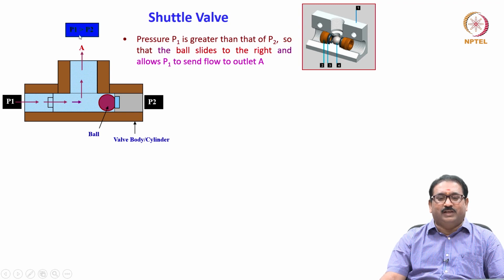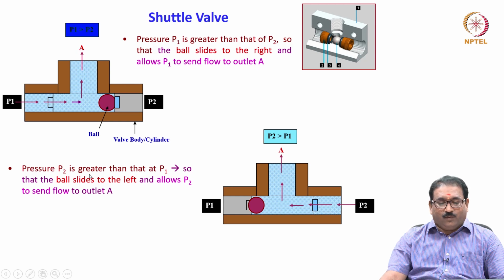You will see here, friends, in this sketch, this is the valve body and the ball slides here. When the pressure P1 is greater than P2, the ball slides to the right and allows P1 to send a flow to actuator end A. When pressure P2 is greater than P1, the ball slides to the left side and allows P2 to be connected to A.